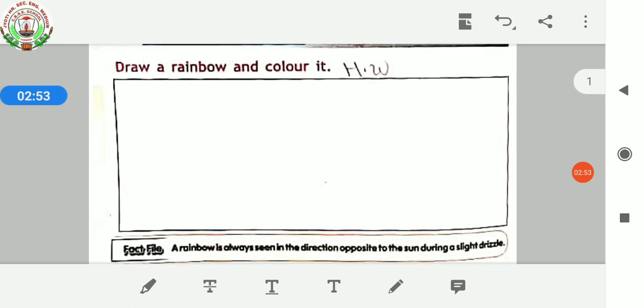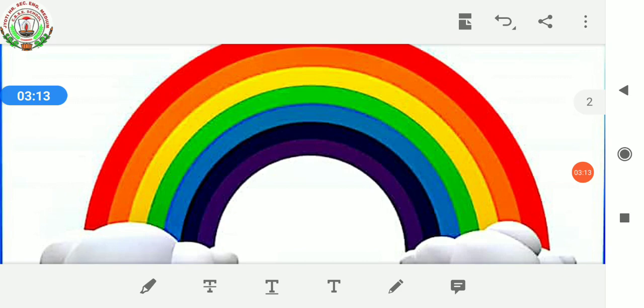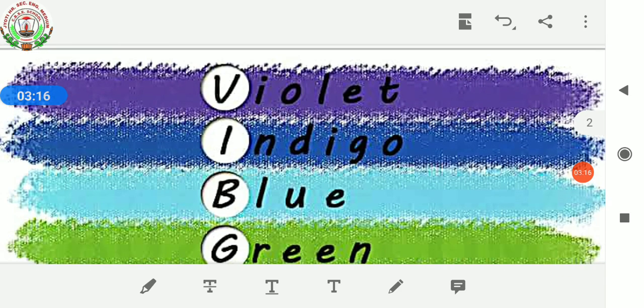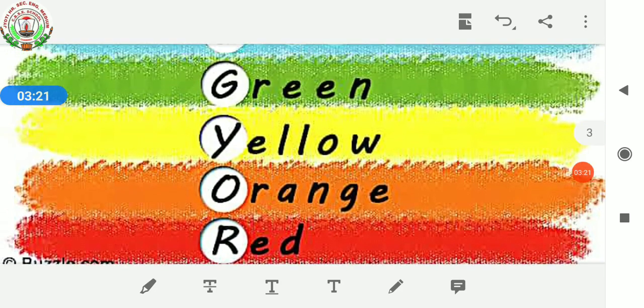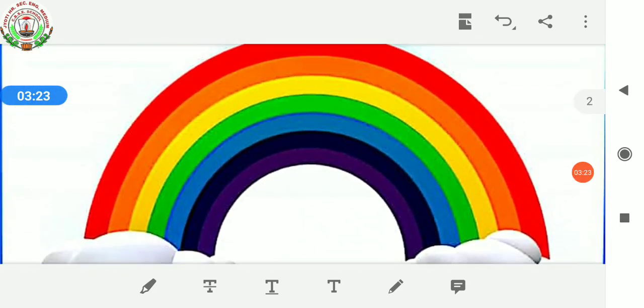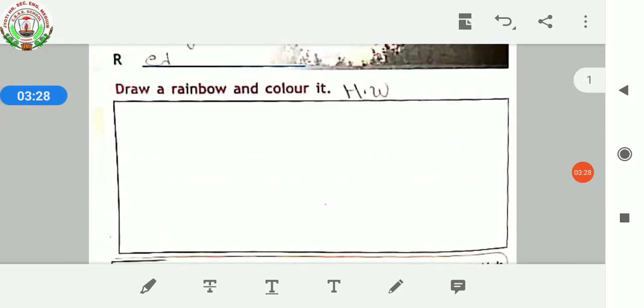Here, the next question is, draw a rainbow and color it. So, in this blank space, in this box, you have to draw a colorful rainbow. Okay. So, you have to draw the rainbow very neatly and beautifully, and you know that there are 7 colors in a rainbow. They are violet, indigo, blue, green, yellow, orange, and red. Okay, so you have to put those colors in your rainbow and draw it very beautifully.